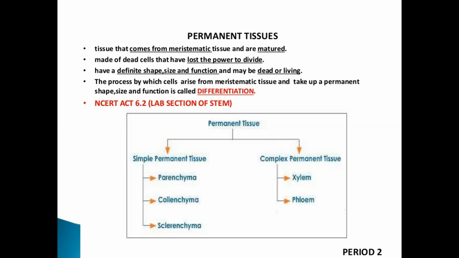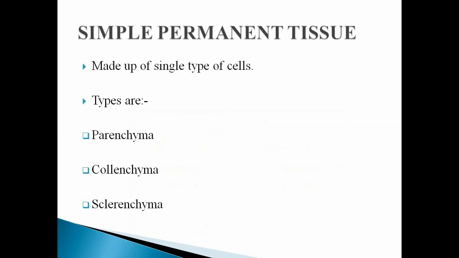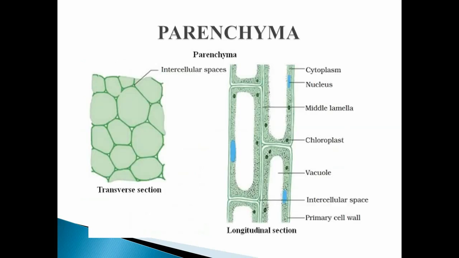Permanent tissues, as you can see in the picture, are of two types: simple permanent tissue and complex permanent tissue. Simple permanent tissues are made up of a single type of cells. Types of simple permanent tissues are parenchyma, collenchyma, sclerenchyma.